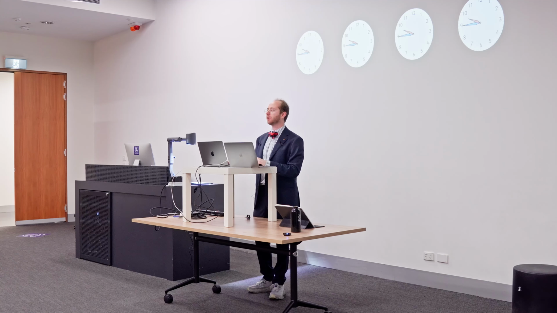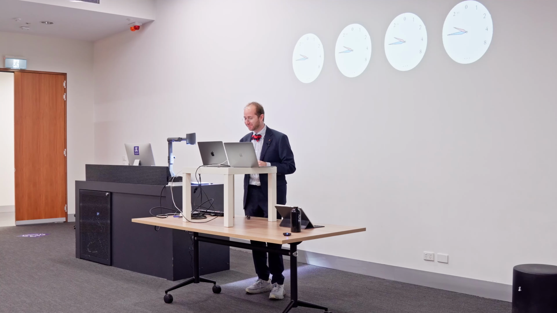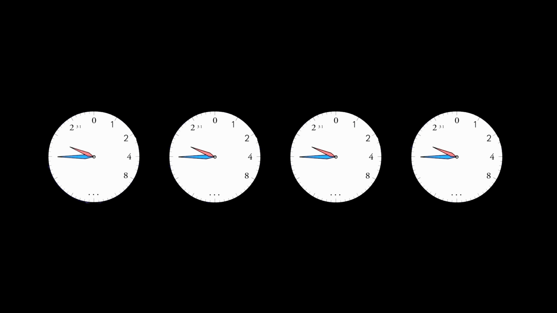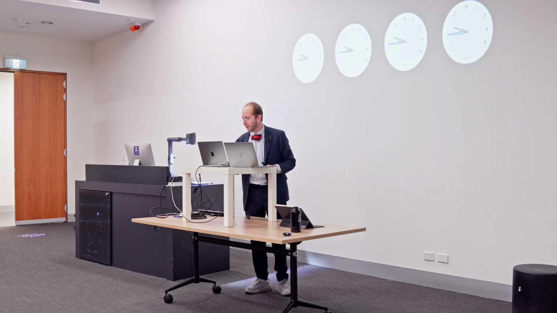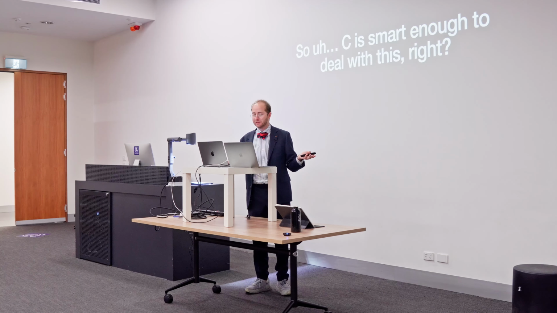Now, there are libraries that you can add in to give you access to these, but for the most part, 2 to the 128 is a really big number, and so the instances where we're actually going to want those bits are a bit limited, but it happens in cryptography all the time. So there's our representation. We have 2 to the 31, 2 to the 31, 2 to the 31, 2 to the 31. Each of these are 32-bit numbers. So C is smart enough to deal with this automatically.